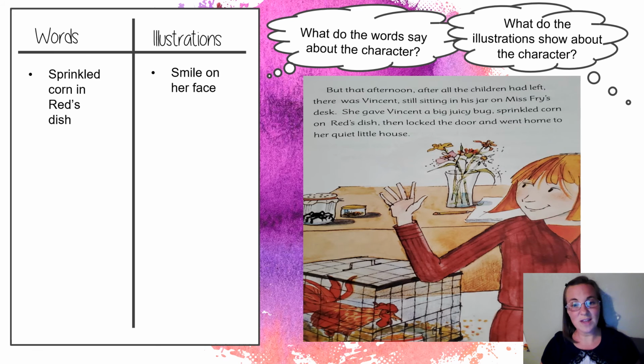It's time for you to try this out. I want you to think, what do the words say about the character? And pick something that the words said about Miss Fry that you think is important when we think about who she is. Then I want you to think, what do the illustrations show about the character? And pick something from the illustration that you notice that shows you something about Miss Fry. Then I want you to go to the next Nearpod slide and record what it is that you found.